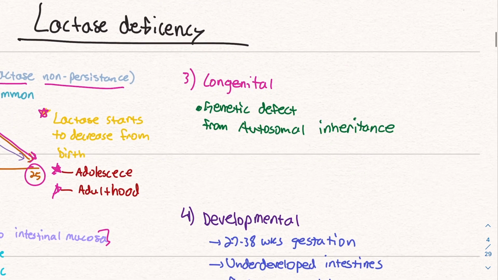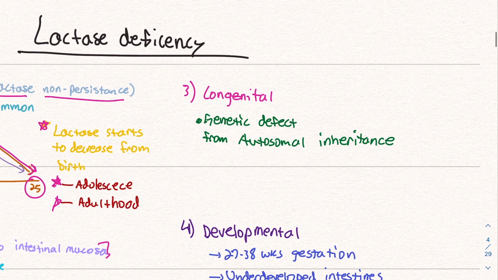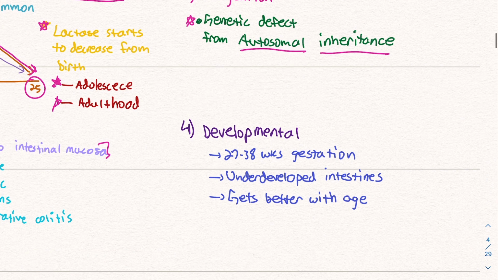Then we have congenital. So congenital is caused by a genetic defect from birth. Anything called congenital means from birth there's a defect. And this is genetic, from an autosomal inheritance. Essentially, you inherit this from a parent, and they have this gene that essentially doesn't let you process lactose. Your lactase is deficient.